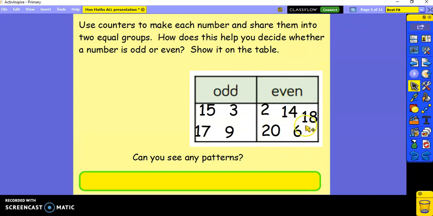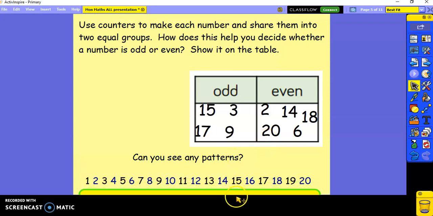All of these numbers link back to our starter today because they're all from our 2 times table. It's all counting in twos. 2, 4, 6, 8, 10, 12, 14, 16, 18, 20. If I have a look at the bottom here, I have written all of my numbers to 20, and in blue are all of my even numbers, but they also happen to be all of my numbers where I'm counting in twos from the 2 times table.